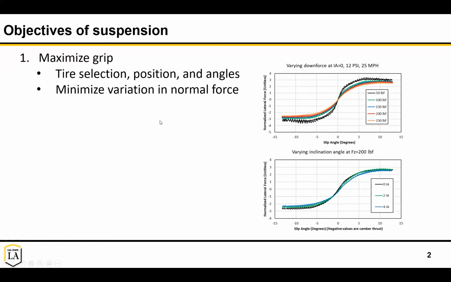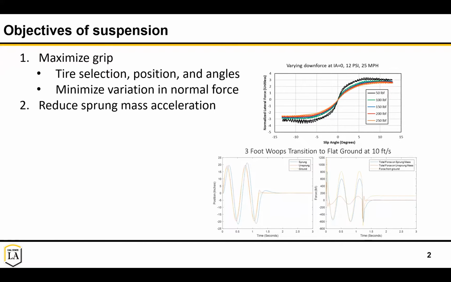So another thing you might want to do, especially in the case of Baja, where you have quite big obstacles, is reduce the sprung mass acceleration and the accelerations felt by your driver. So here's an example of some 3-foot whoops in this little quarter car suspension model. You can check out some of our workshop videos if you want to see how to make these. And so what I'm plotting is not only the position, but also the forces, right? In this case, you might want to reduce the forces felt at the sprung mass, which will be transmitted to your driver. So keep that in mind.